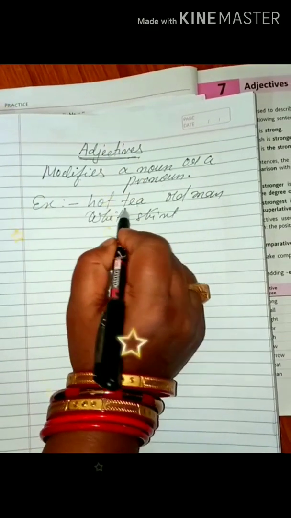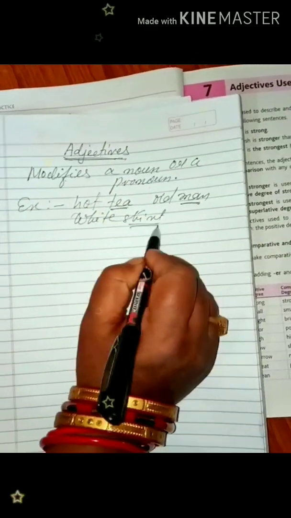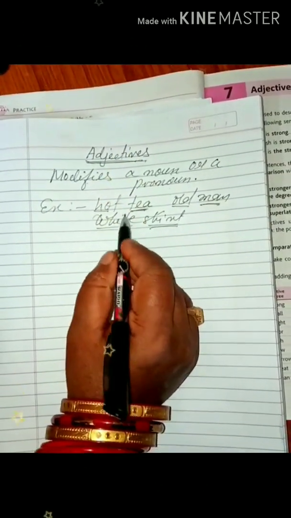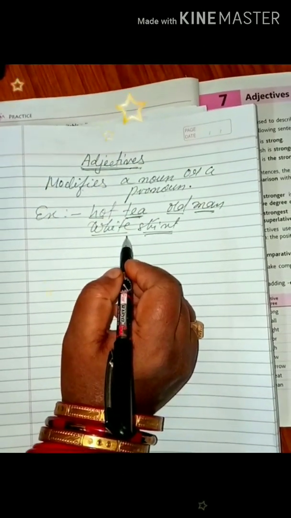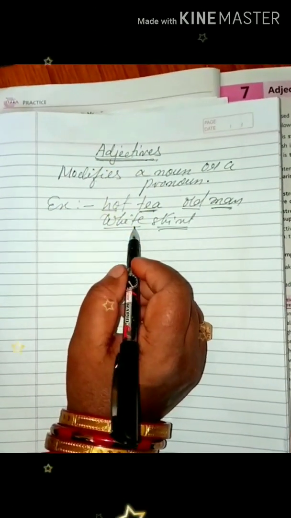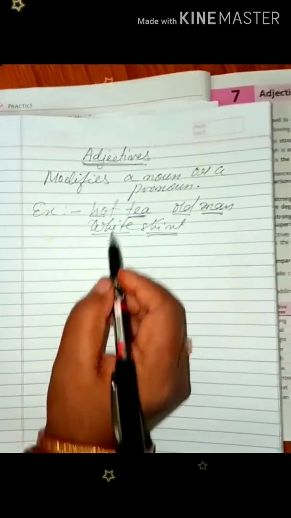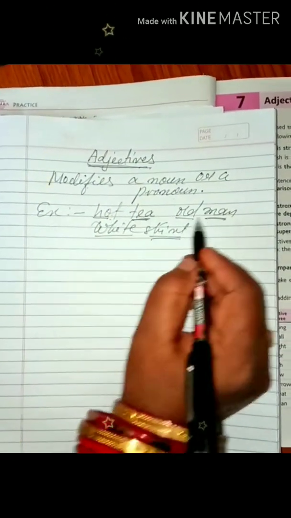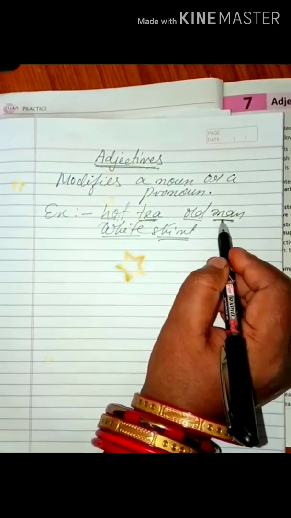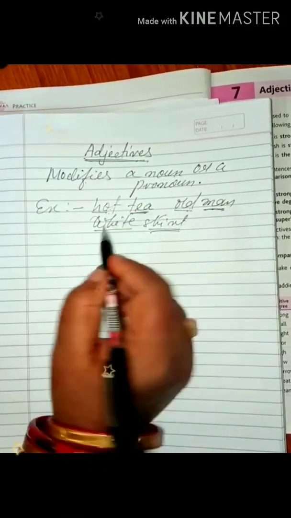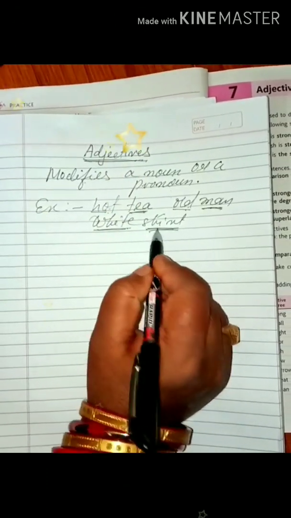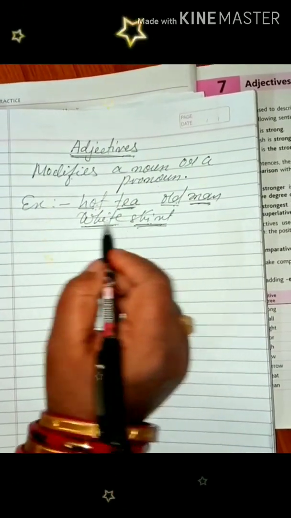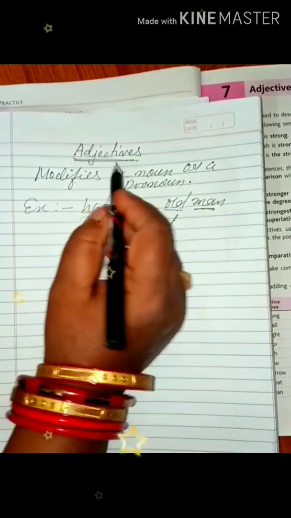Here, tea is a noun, man is a noun, shirt is a noun. So whatever comes before the noun, hot, old, and white, they are called adjectives, because they give more information about the nouns they are attached to. Hot is attached to the tea, it shows that tea is hot. Old is attached to the man, it shows that the man is old. And white is attached to the noun shirt, so the shirt is white. That means these adjectives attached to the nouns give more information about the noun. This is what is called adjectives.